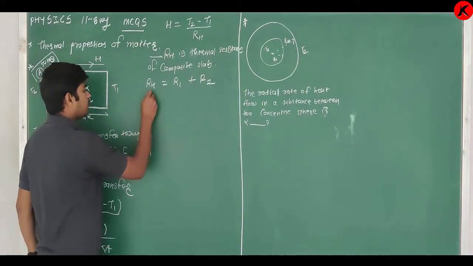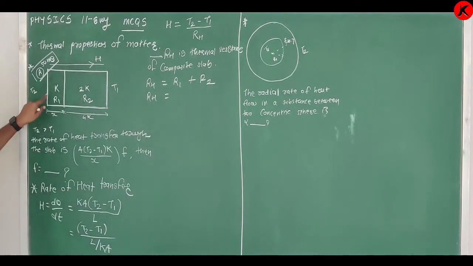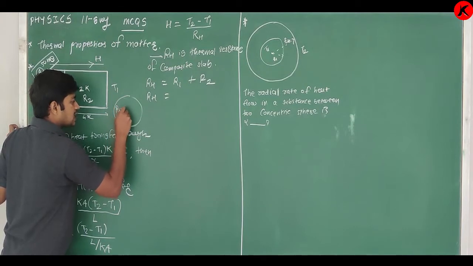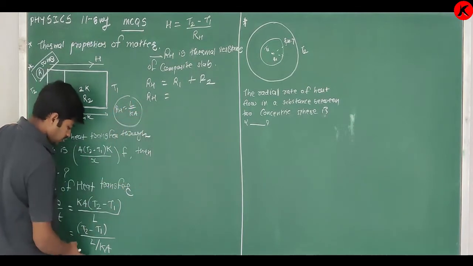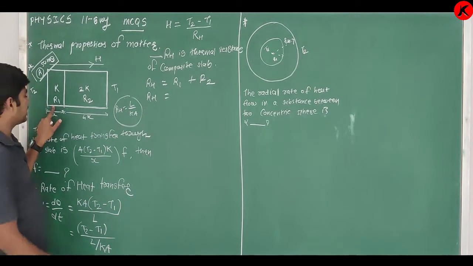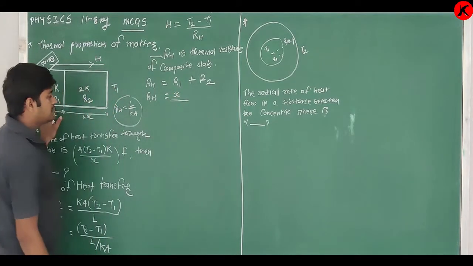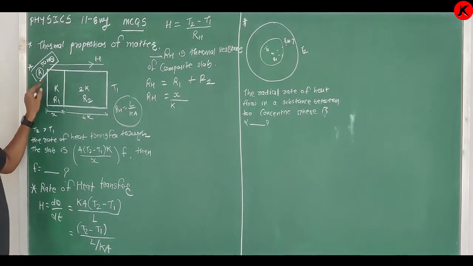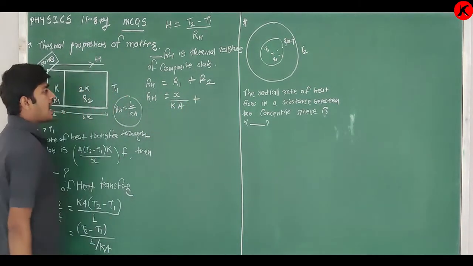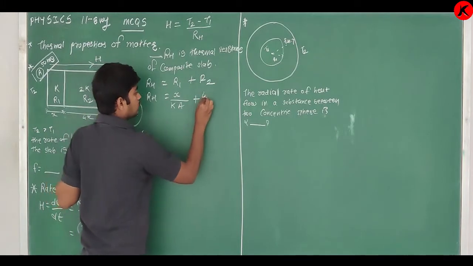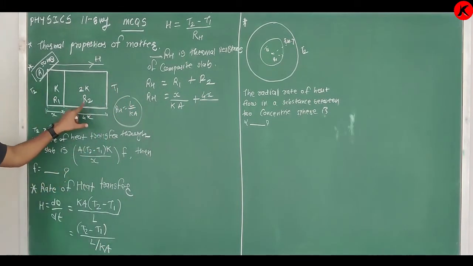Now how to put values? RH is equal to R1 plus R2. What is the resistance of the first slab? You know the equation of thermal resistance, it is L upon K, as shown here. L means length. What is the length of this first part? It is X divided by K, the thermal conductivity, and the cross-sectional area. Plus R2 for this second part. What is its length? Its length is 4X divided by, what is its thermal conductivity?